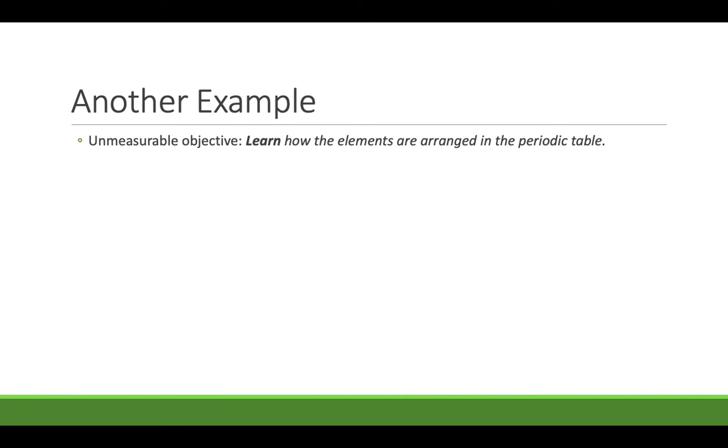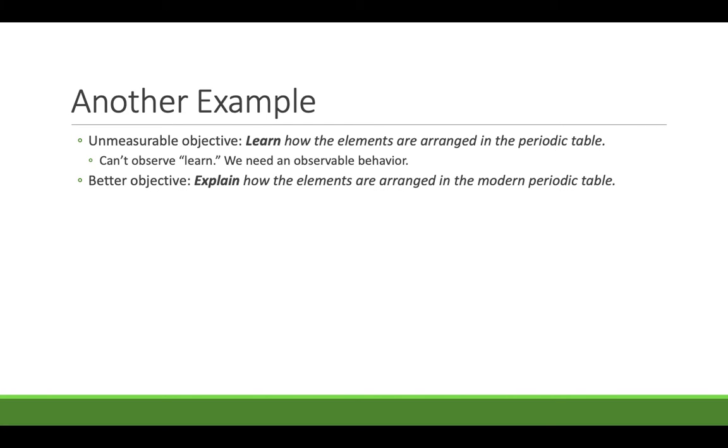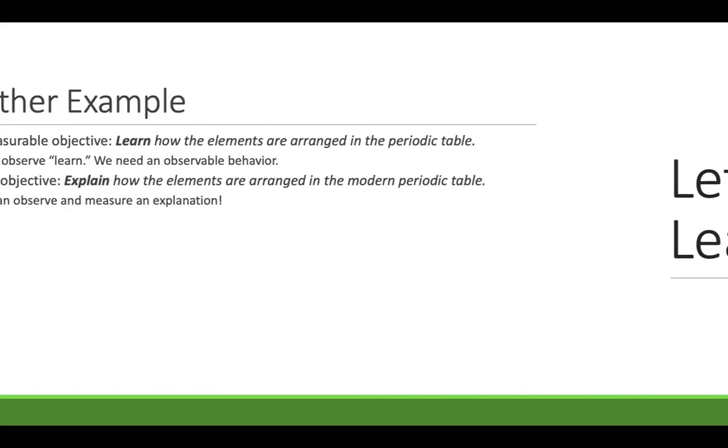Unmeasurable. Learn how the elements are arranged in the periodic table. Can't observe "learn." Again, we need an observable behavior. Here we go, even more specific here. Explain how the elements are arranged in the modern periodic table, because there are different periodic tables as well. Again, we can observe and measure an explanation. We could have a rubric, we could have a few sentences written out that we can compare an answer against. If they're able to explain this, we can see that they learned it, and we can all be happy.